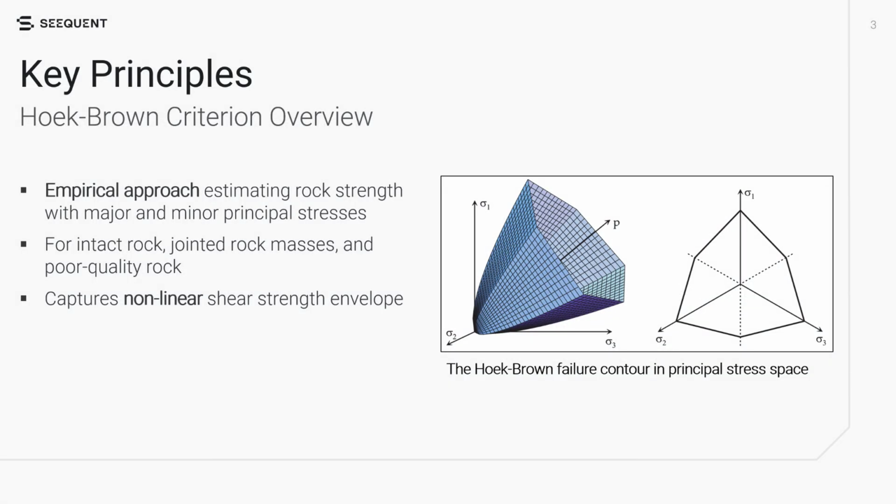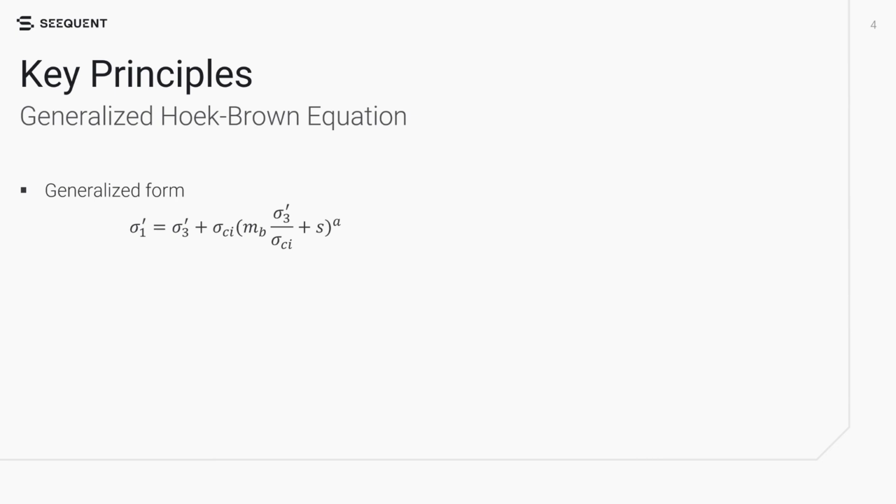The Hoek-Brown criterion is an empirical method for estimating rock mass strength based on the relationship between major and minor principal stresses. First introduced in 1980 for intact rock, it was later generalized to account for jointed and poor quality rock masses. Unlike the Mohr-Coulomb criterion, the Hoek-Brown model captures the nonlinear shear strength envelope, which varies with effective normal stress. In its generalized form, the Hoek-Brown criterion expresses the relationship between the major and minor effective principal stresses, sigma 1' and sigma 3', at failure, as shown in this equation.